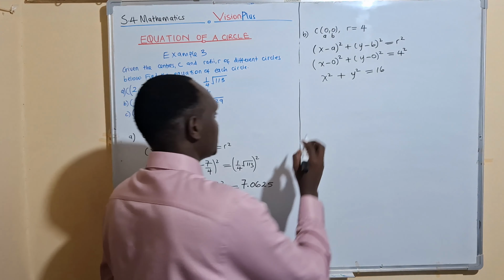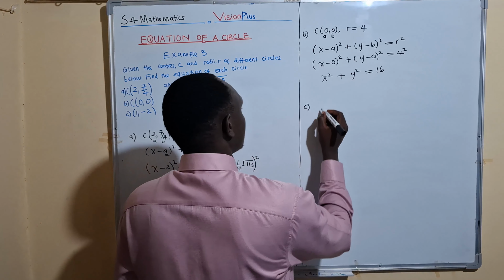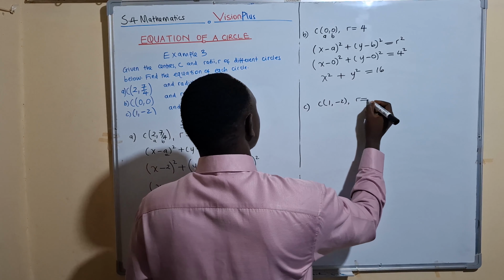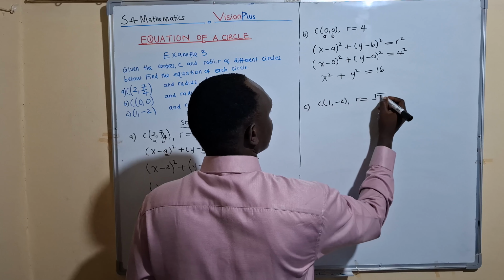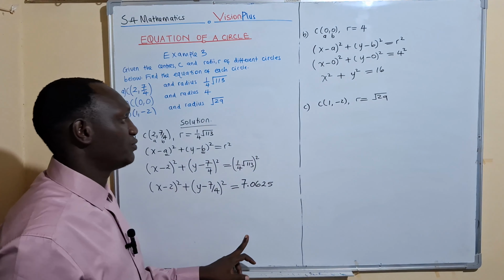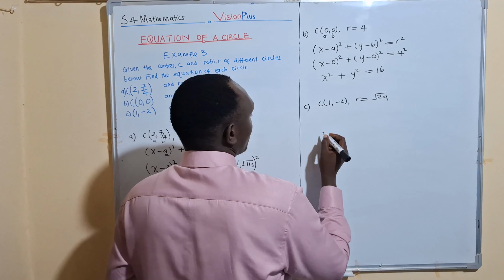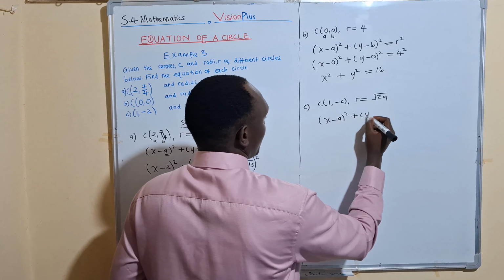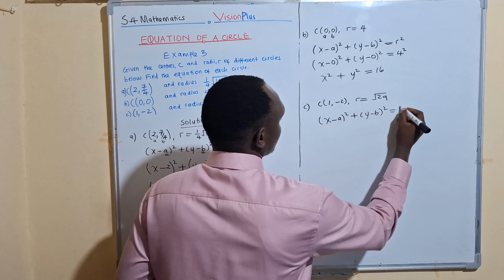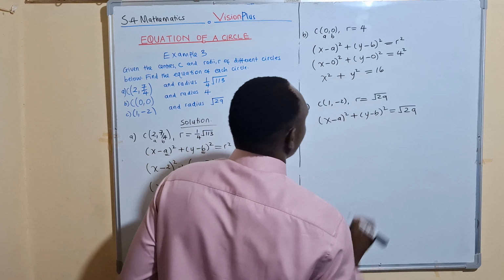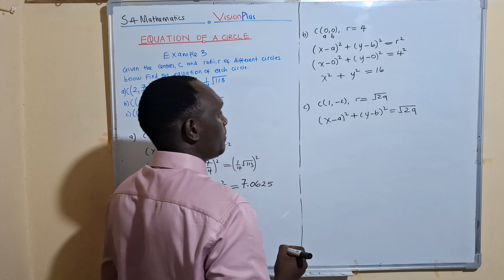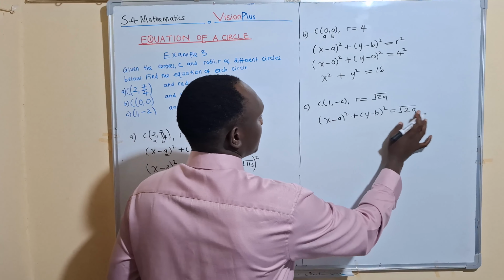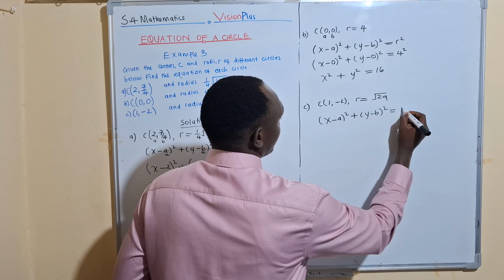And finally, part C. Part C says that the center is given as (1, −2), and that the radius is given as √29. Simply, what do you need to do? What we need to do here is write the general form of the equation of the circle, which is (x − a)² + (y − b)² = r². Then we substitute for a, b and r.